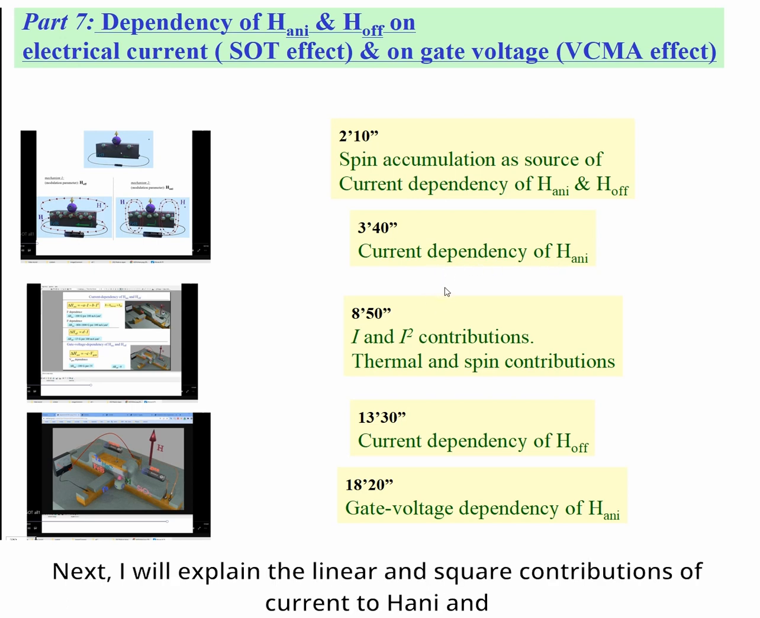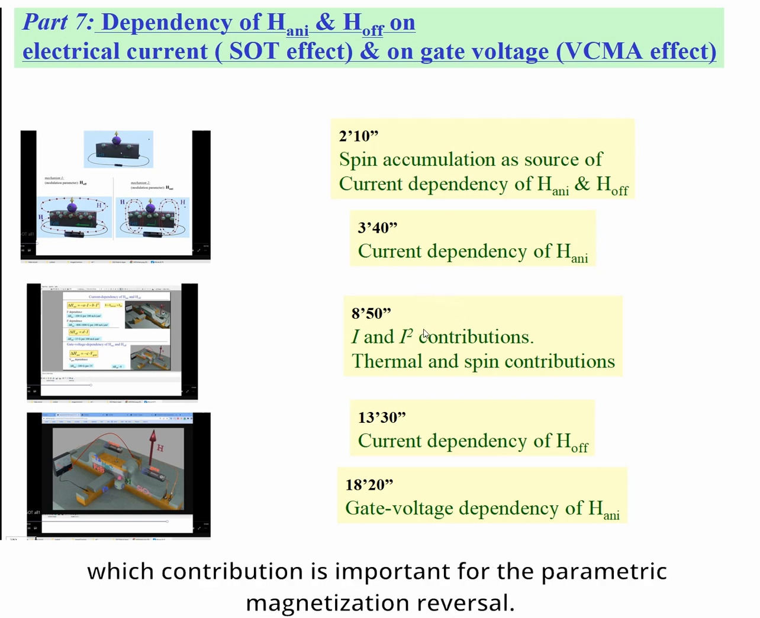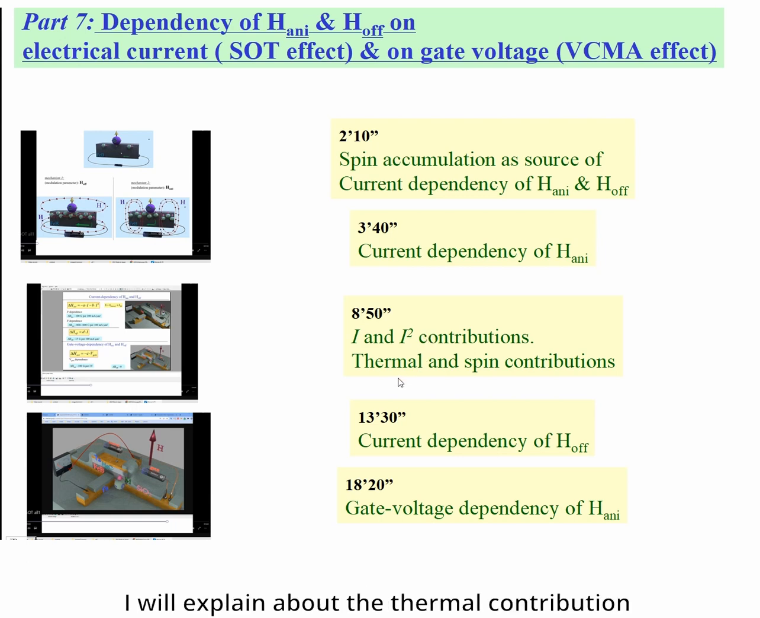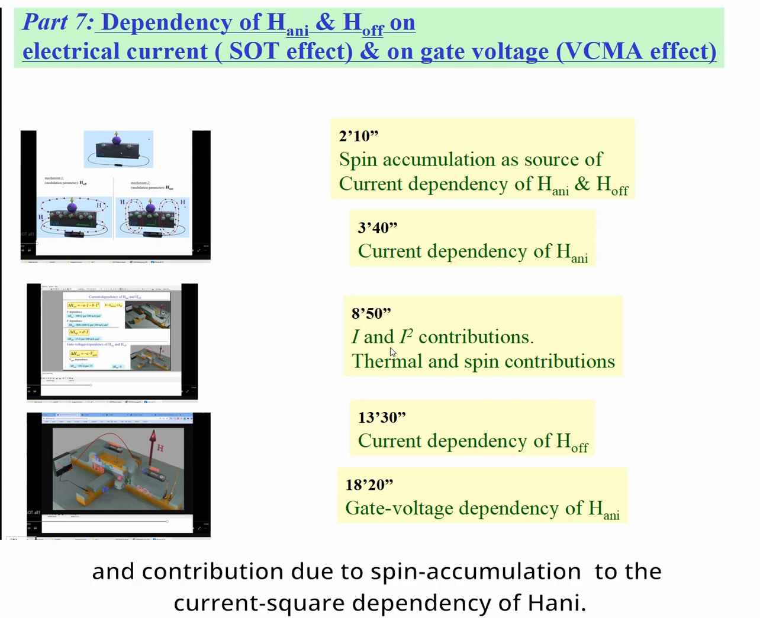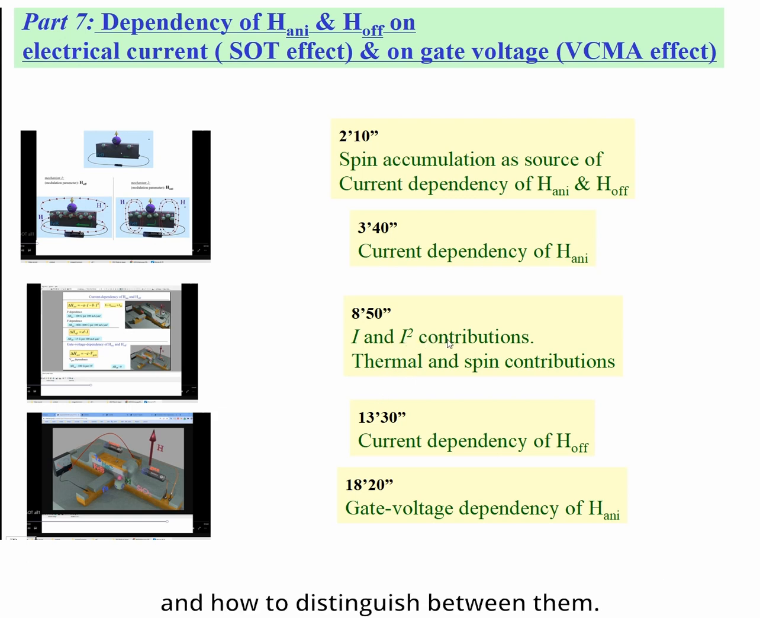Next, I will explain the linear and square contribution of current to anisotropy field and which contribution is important for the parametric magnetization reversal. I will explain about the thermal contribution and the contribution due to the spin accumulation to the current square dependency of anisotropy field and how to distinguish between them.